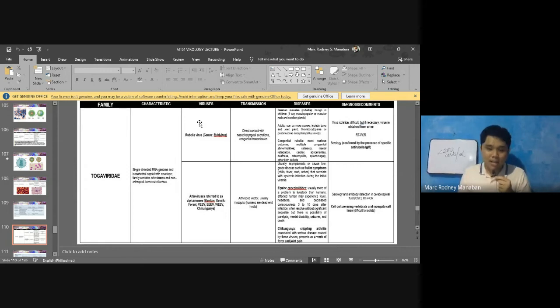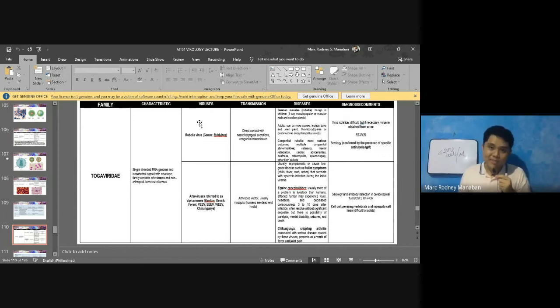Now, chikungunya has similar symptoms with dengue. It causes crippling arthritis, and usually a week of fever and joint pain. So chikungunya and dengue have a similar presentation. Now for diagnosis, again, serology and detection of the virus or serological markers in CSF because of encephalitis, and of course RT-PCR, and cell culture using vertebrate and mosquito cell lines. The cell lines needed are intensive, so that's why culture is difficult. So that's for the different encephalitis viruses.